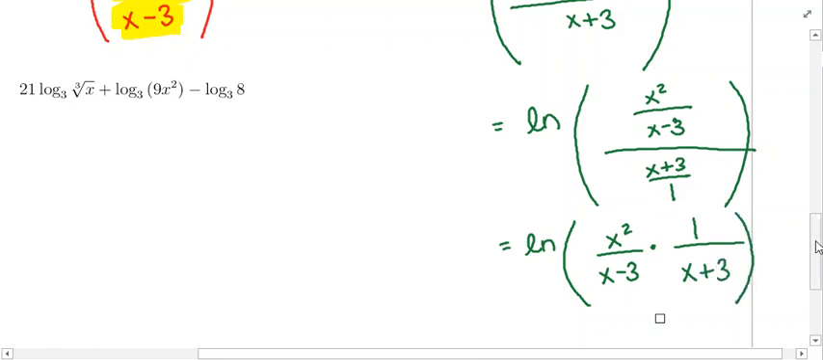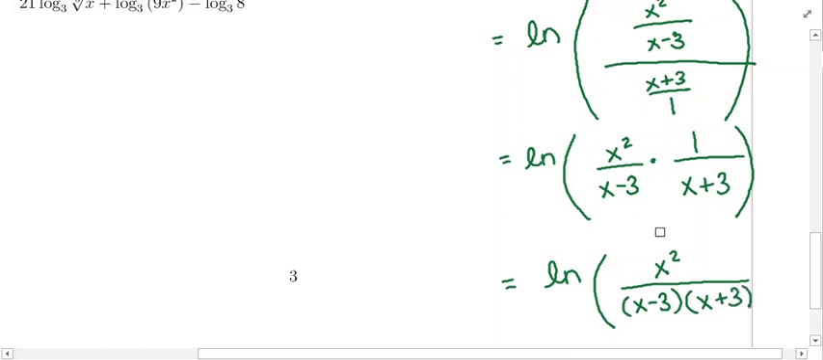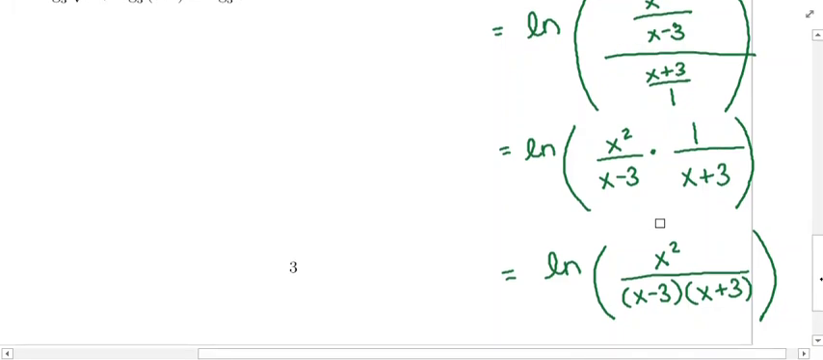Now we are multiplying fractions. To multiply fractions, you multiply across the top and across the bottom. So this is going to be the natural log of x squared times 1, which is just x squared. And then for the denominator, you multiply those two denominators together, so you get the quantity x minus 3 times the quantity x plus 3. You can stop here if you want to because you've accomplished the goal. You have combined everything into one logarithm.